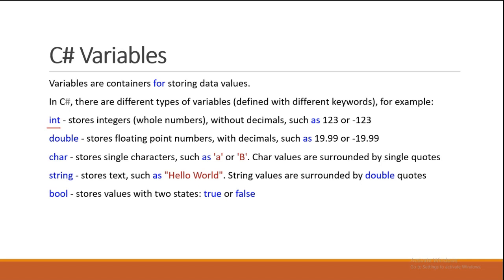We need to show what type the variable is. Int stores integers. Double stores floating point numbers, and we can also use float for it. Char stores single characters, just one character between single quotation marks, and string stores text between double quotation marks, so everything will be a string, and boolean stores values with two statuses.